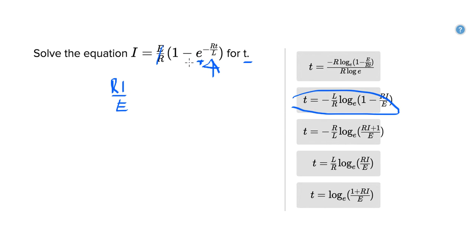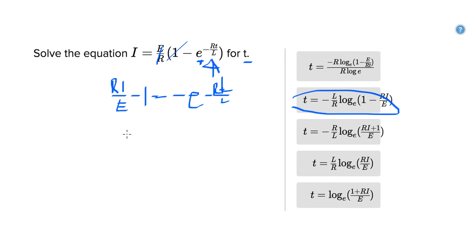Now that we got rid of that, and 1 minus e to the negative rt over L is on that side of the equation, we might want to subtract 1 from this side of the equation as well. So we can get rid of it here, and we're going to have ri over e minus 1. And we know that this is going to equal negative e to the negative rt over L. Again, I apologize for the handwriting.